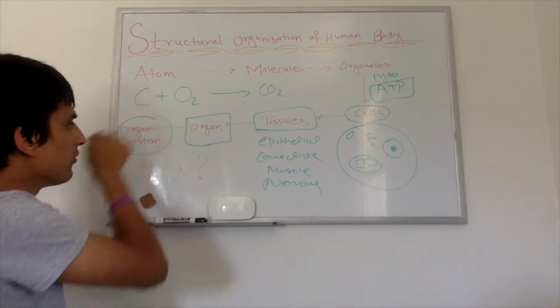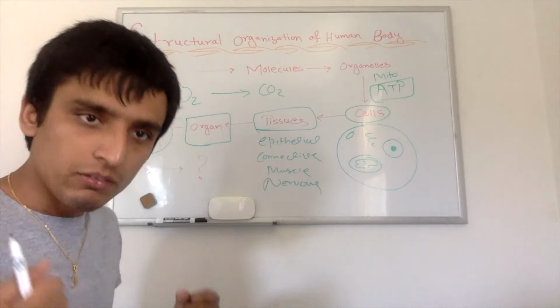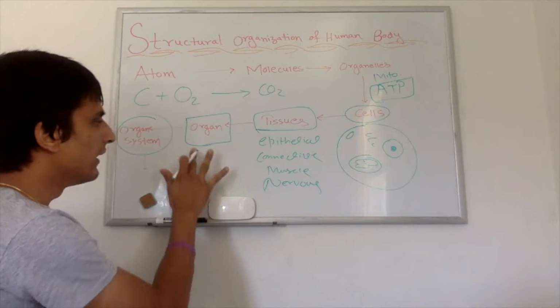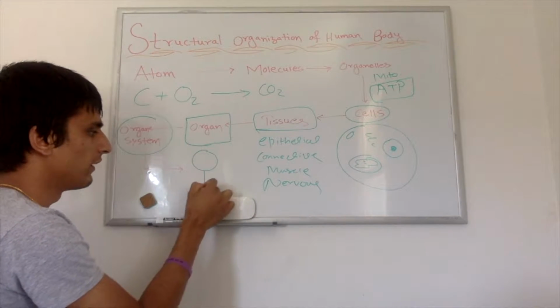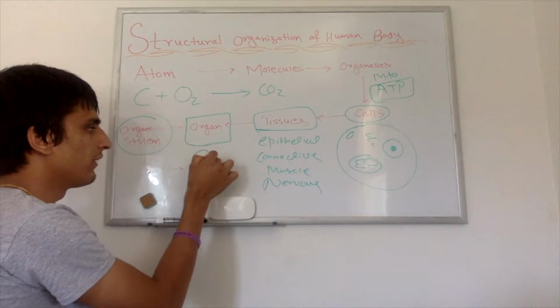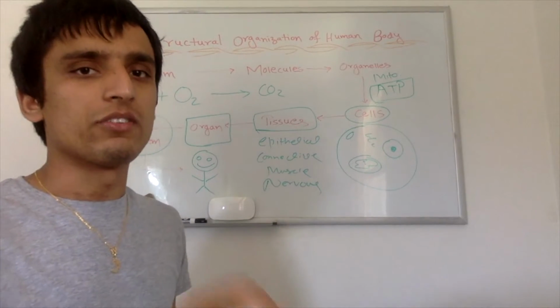Then this is the organ system. Then what is the last step? When the organ systems are working together, they will form a living organism. Okay, and this is very important to understand here.